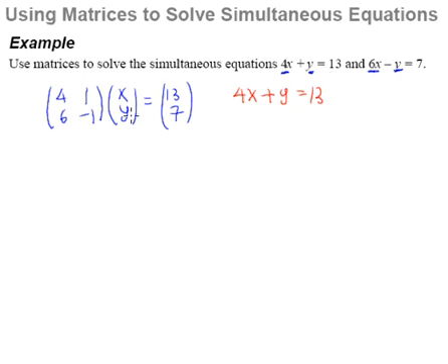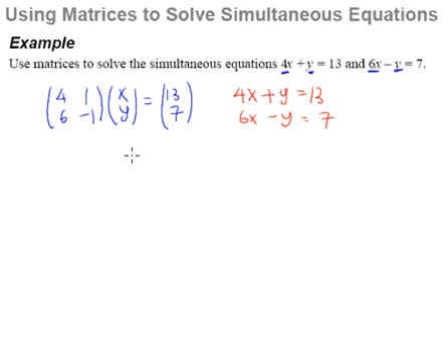So let's take a look at the next equation. We have 6x minus y equals 7. So when expanded out, you will get back exactly the same pair of equations. So this is how you convert it into a matrix multiplication, matrix form.